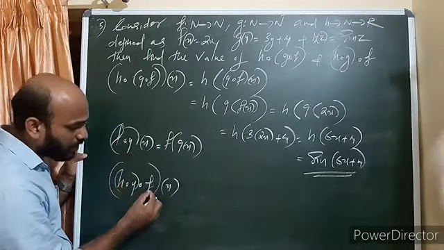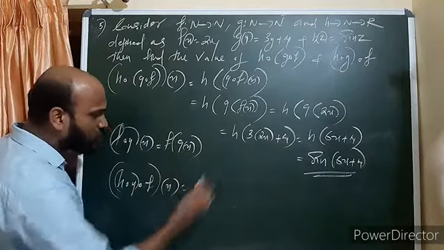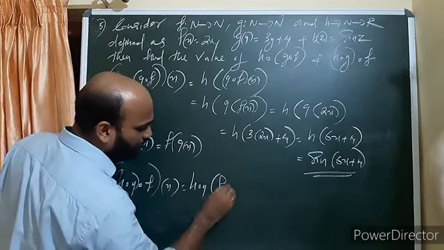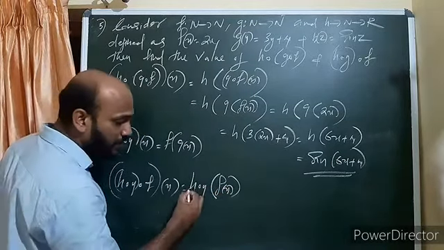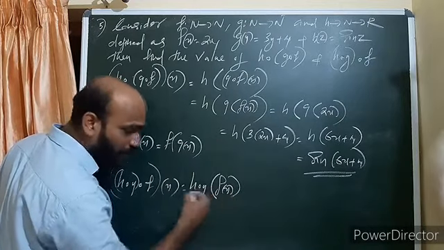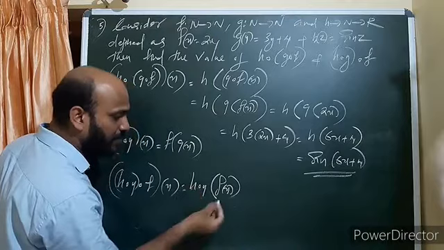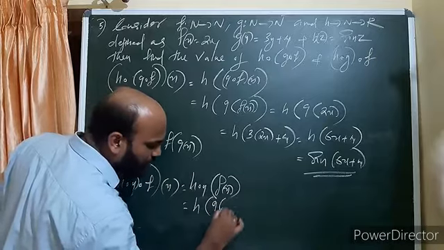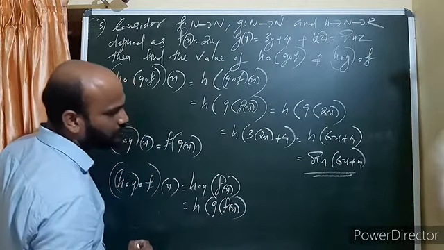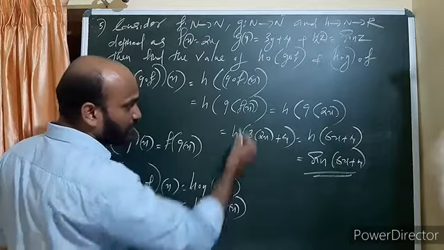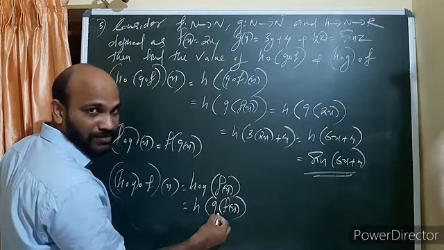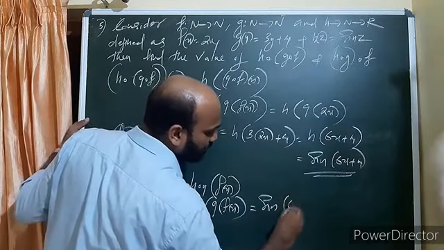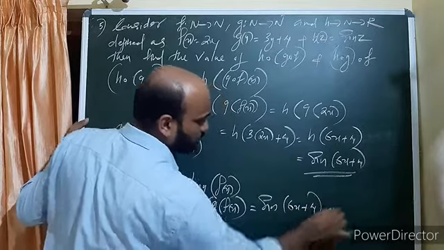In place of g we have f. So f of g of x means this is equal to h of g of f of x. Right. So this is like f of g of x. F means h, g means g. So this is equal to h of g of f of x. Actually these two are the same answer we will get. Right. So this answer will be equal to sin 6x plus 4.